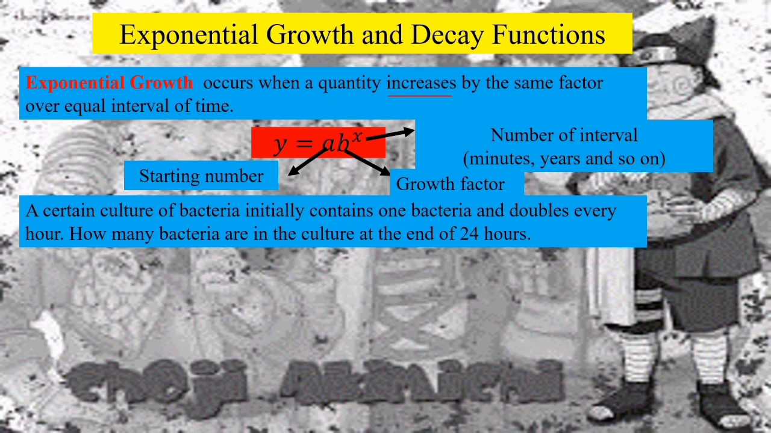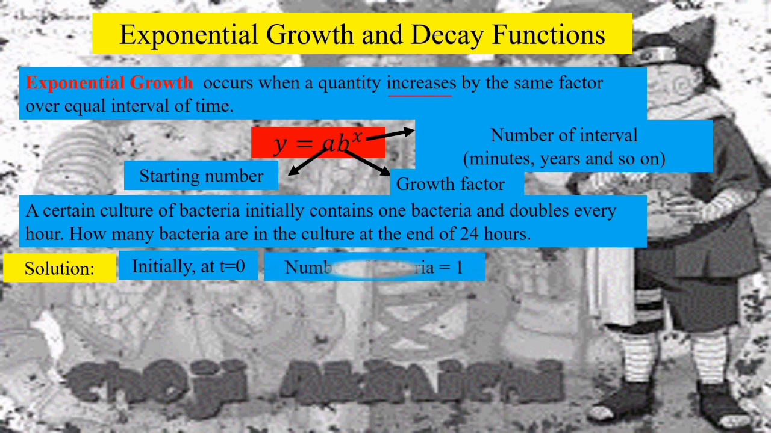A certain culture of bacteria initially contained one bacteria and doubles every hour. So how many bacteria are in the culture at the end of 24 hours? So ano ba yung initially mo? So initially, at t is equal to 0, ilan yung bacteria mo? So meron kang isa. So let's have the chart.